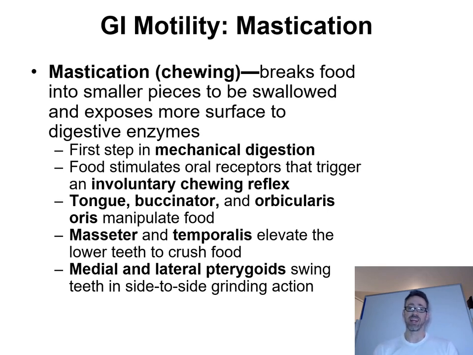The medial and lateral pterygoids are located more inward, so you can't really palpate those. But what happens with the pterygoids is those muscles actually help to swing the teeth from side to side, and help with a grinding motion for the food. So we have crushing and grinding, and then of course some of those muscles like the tongue help to manipulate the food and move it around.